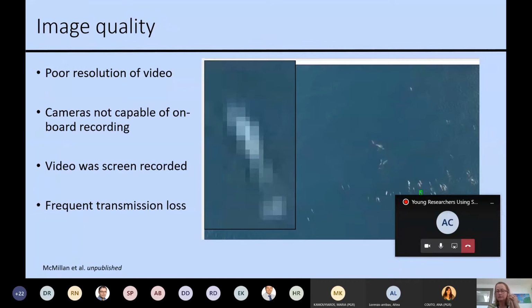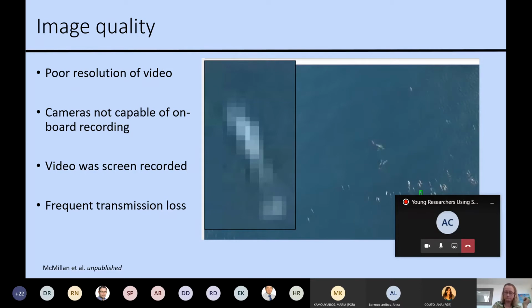So the problem we had encountered during the trial survey was the relatively poor resolution of the video. So if you look at the large image, even though you only see rough shapes of dolphins, you can tell that they're probably dolphins, also because there's a bunch of them together. But if you zoom in, you don't actually have very good resolution. So that was the problem we encountered with the drone provider that we used.